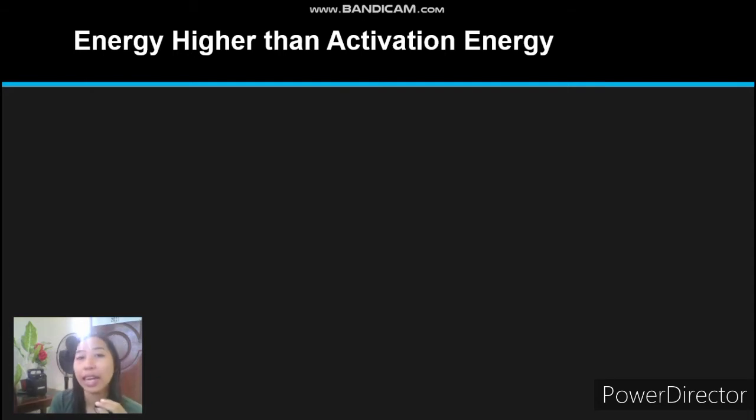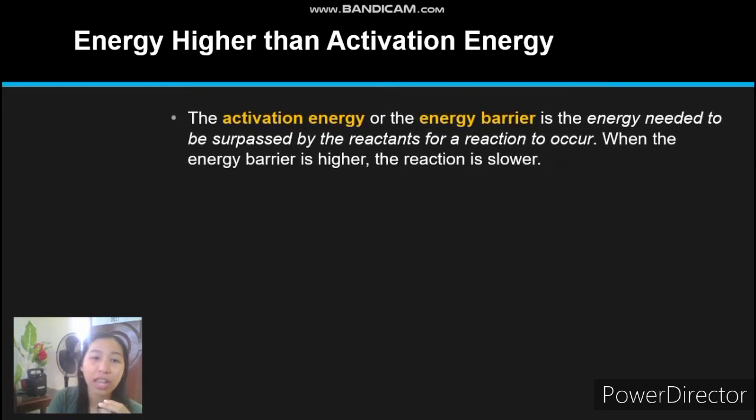So, the energy of the collision should be higher than the activation energy. Okay, the activation energy or the energy barrier is the energy needed to be surpassed by the reactants for a reaction to occur. When the energy barrier is higher, the reaction is slower.